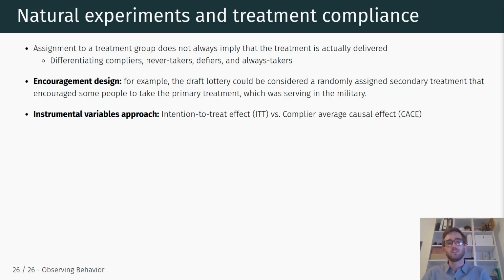By looking at differences between treatment and control, or between picked in the draft lottery and not picked in the draft lottery, we directly learn something about the effect of being included in the draft, but not necessarily about the effect of serving in the military. So this is the intention to treat effect. That's the effect of being assigned to the treatment group, irrespective of whether that person actually complied and received the treatment.